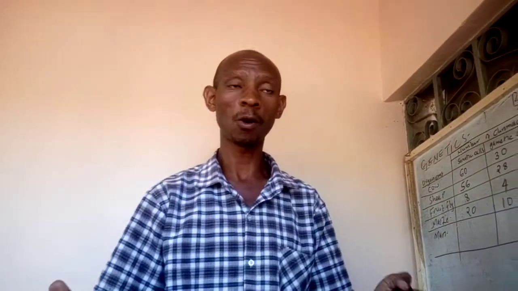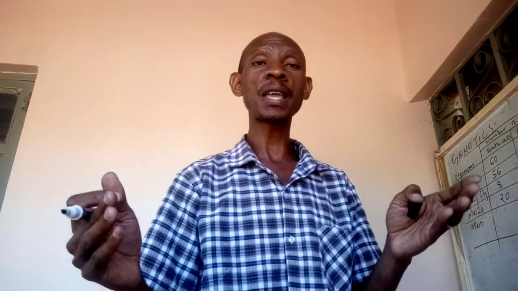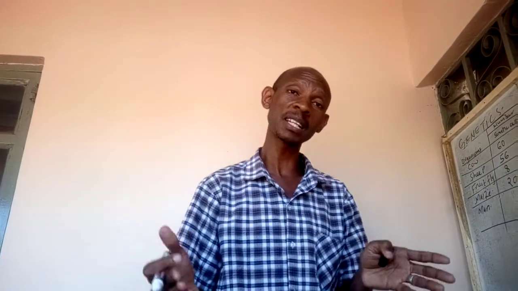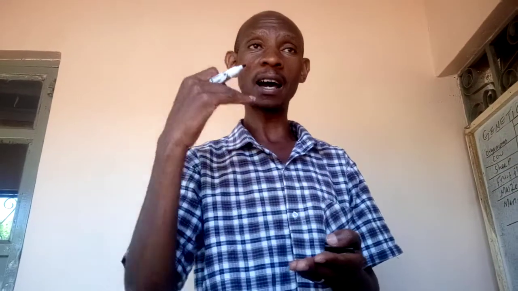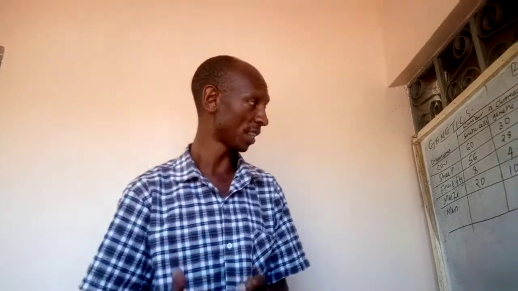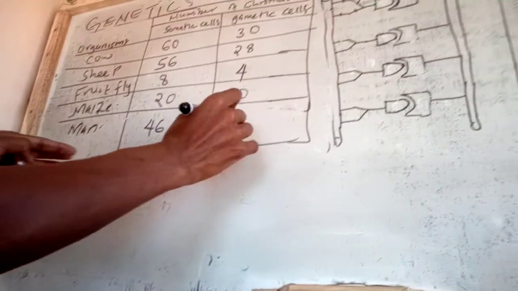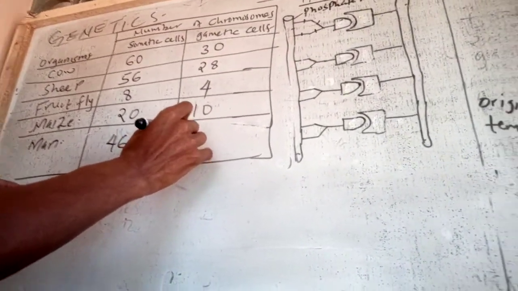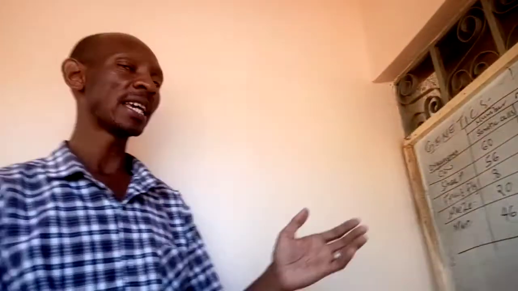That is the scientific name for man. As far as the number of chromosomes found in the somatic cell is concerned, we have 46 chromosomes in the somatic cell. What about in the gametic cells? Half of 46 is 23, and therefore in the somatic cells there are 46 chromosomes, while in the gametic cells man has 23 chromosomes.